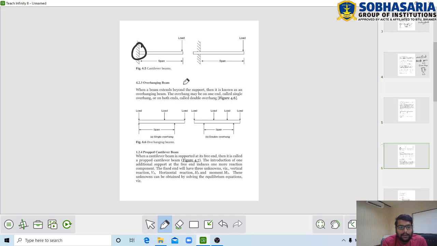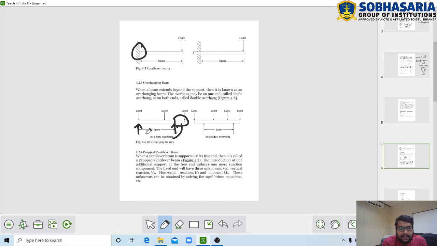The next is an overhanging beam. So in an overhanging beam, what is an overhang? Overhang means that part of the beam which is extended from the support. Like in this single overhang, we can see there are two supports, first and second, and this part of the beam is extending from the support, it is hanging. Since there is only one hanging part on only one side, it is called a single overhang.